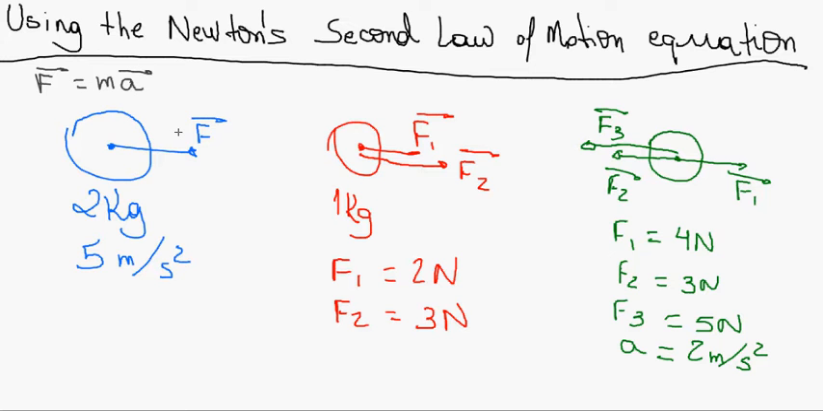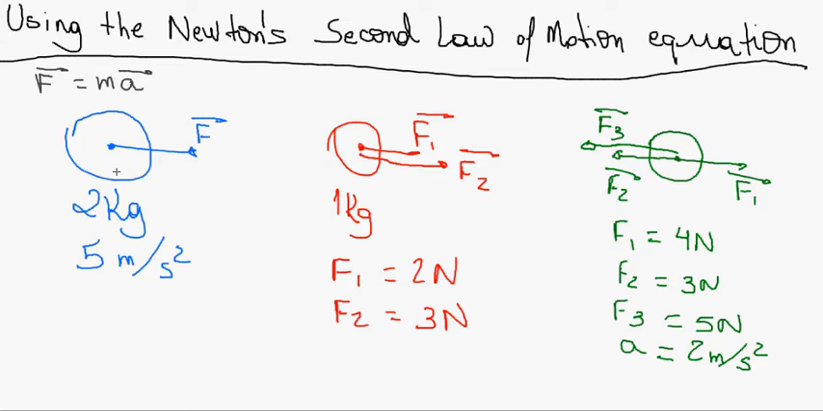Force is equal to mass times acceleration. As you can see, both force and acceleration are vector quantities. Mass isn't a vector, so the force has the same direction as the acceleration. So let's use this equation to solve these three examples here. Let's go to the first one.